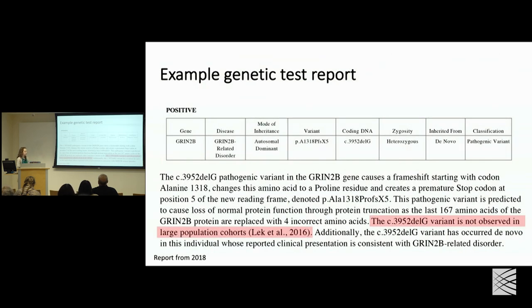So this is an example genetic testing report that we get on patients. And every report we get now should tell you how often this variant is seen in the general population. This is a known disease gene. It's a protein truncating variant where loss or haploinsufficiency is the mechanism of disease, the patient's phenotype fits, and the variant is not observed in the general population. So this way we're able to classify it as pathogenic.